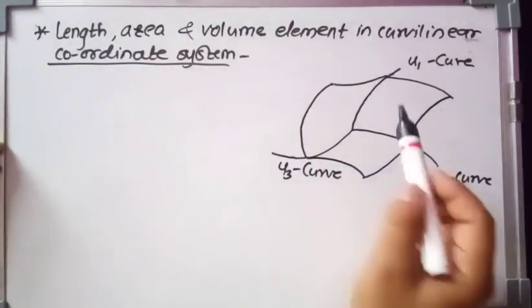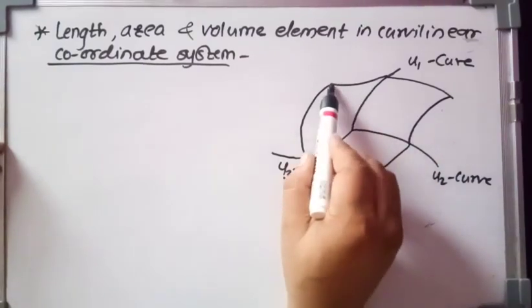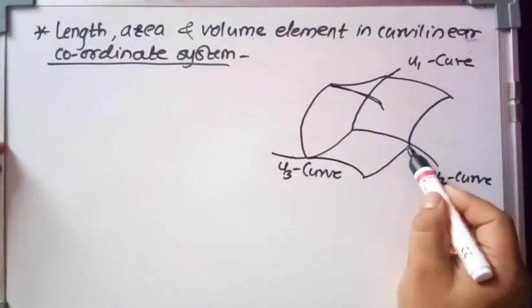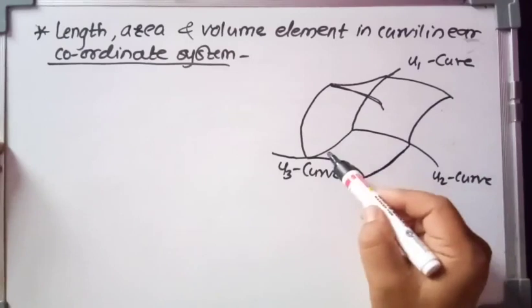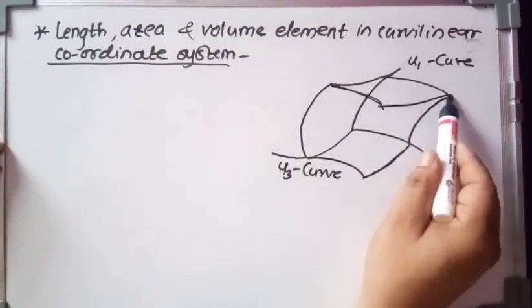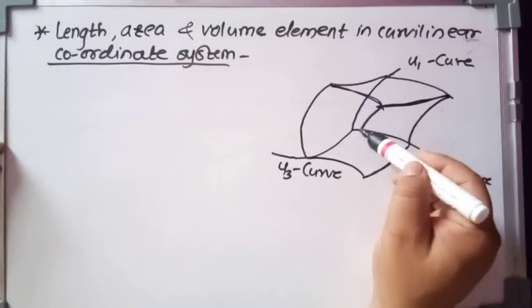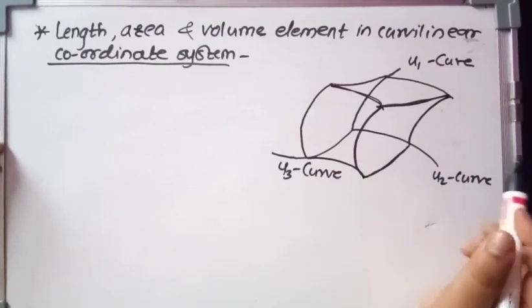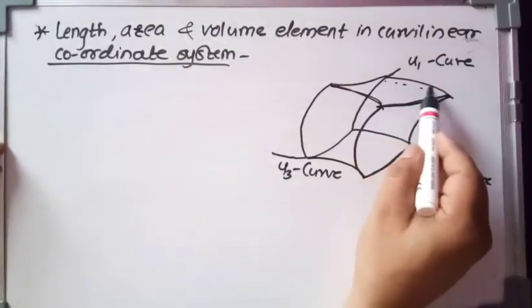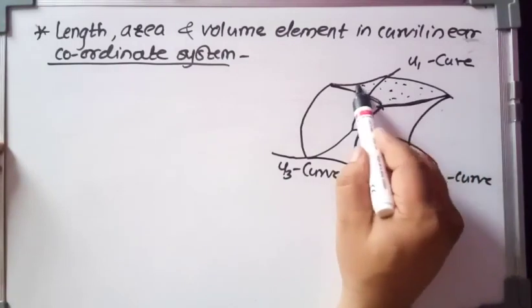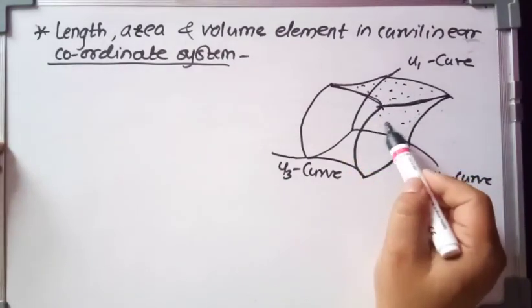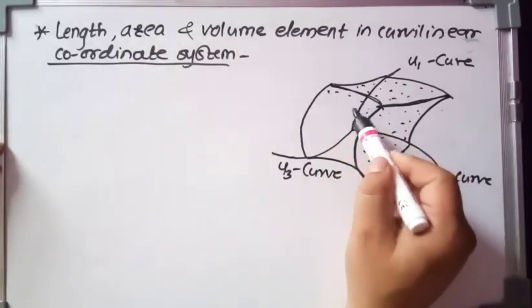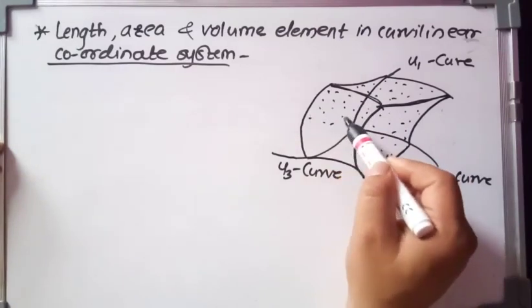Then again draw curve parallel to U1 curve. Draw curve parallel to U3 curve. Draw curve parallel to U1 curve. We have constructed here small volume in curvilinear coordinate system. In Cartesian coordinate system, we know small volume element is parallelepiped. In curvilinear coordinate system, we get volume element like this.